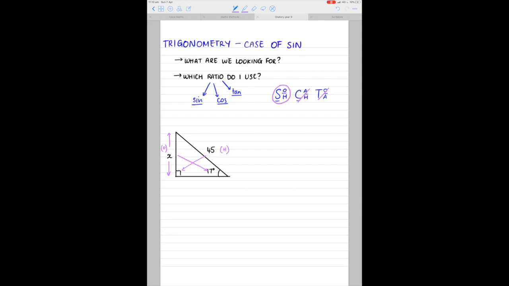So if we look at the equation for sine, it's sine of an angle equals opposite over hypotenuse. Using the information given in this question, we'll be writing sine of our reference angle, which is 17 degrees, equals opposite, which in this case we don't know, over 45.